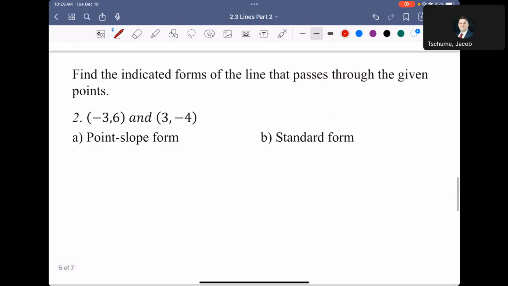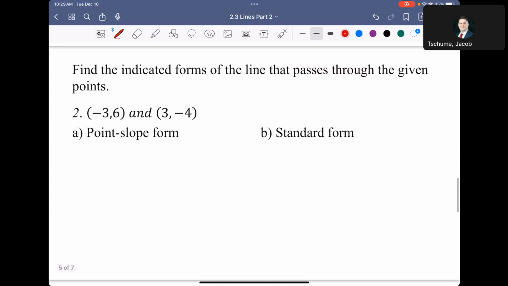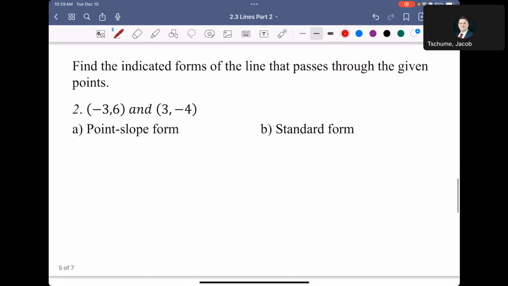All right, let's do a very similar question. It says, once again, find the indicated forms of the line that pass through the points that are given. So this time I did not give you a slope and 1 point. I gave you 2 points that you have to work with. So we have the point (-3, 6) and (3, -4). And I want you to find the point slope form and the standard form of your line.